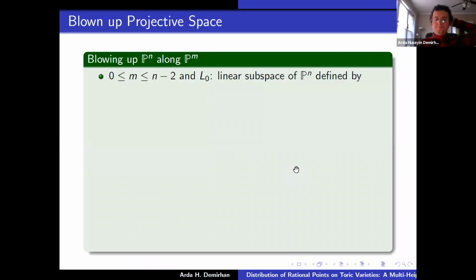So before getting started with toric varieties, let's see an example, an accumulating variety example. Here, I'd like to talk about the example where we blow up Pn along Pm.